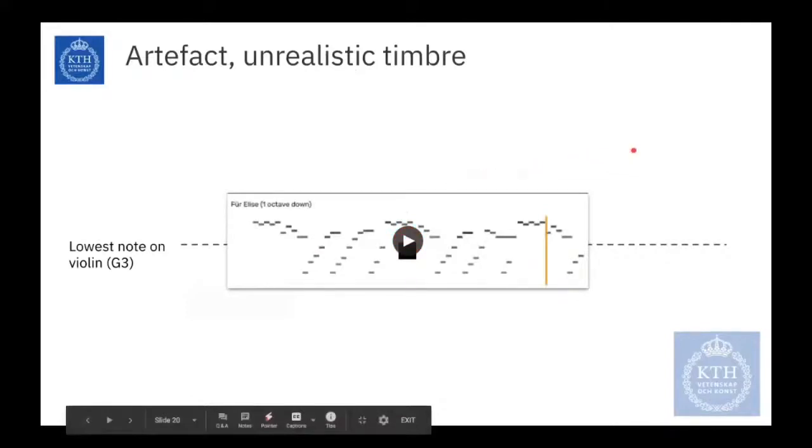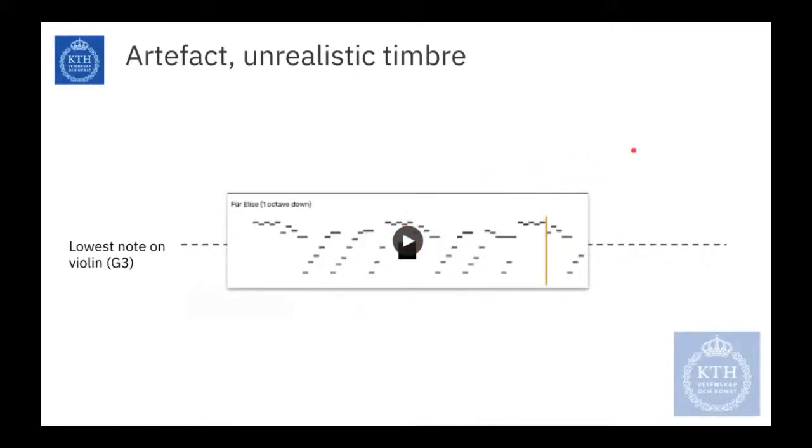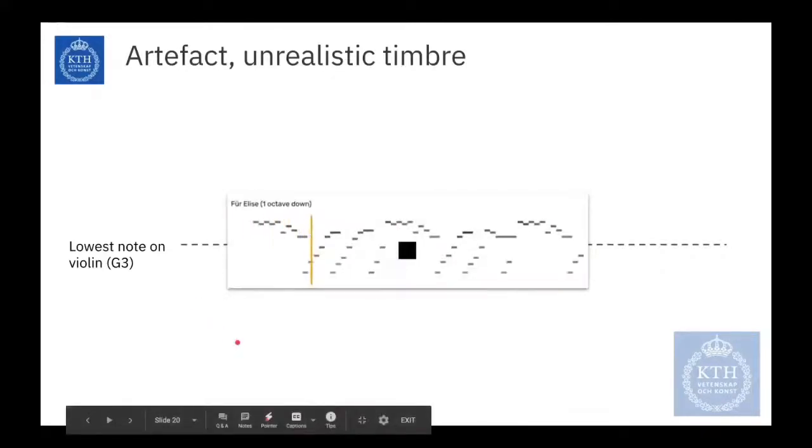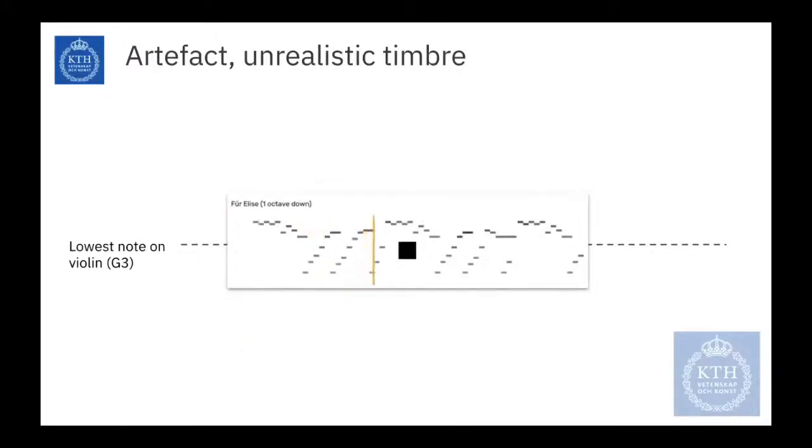In some examples, when we push the inputs into a space which is not represented in the training dataset, we can hear some strange and unrealistic timbres. So we can hear that these lower notes sound quite strange. On the other hand, these notes don't exist on a real violin.